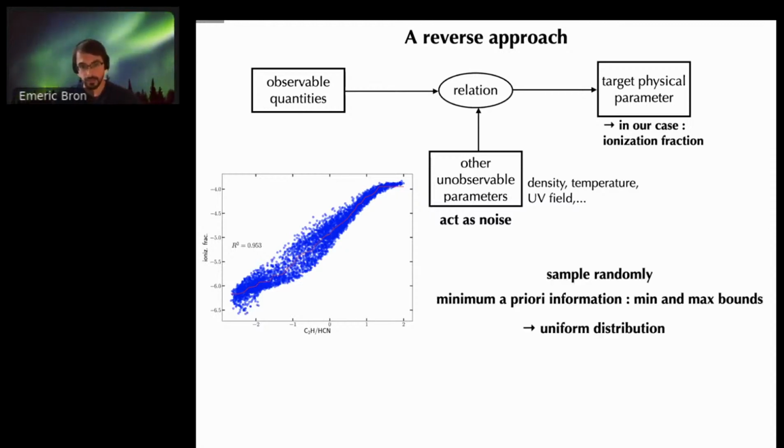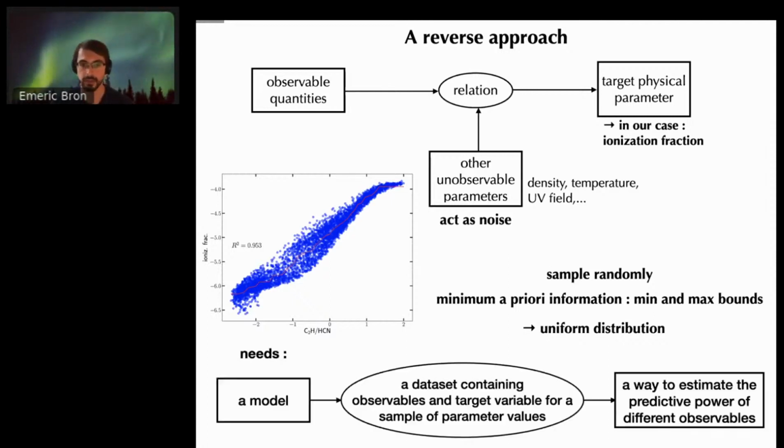And so what we will do is create a model grid that samples randomly over all the unobservable parameters. And here, in order to use the minimum amount of a priori information, we sample uniformly over all the other unobserved physical parameters. And now that we have a model, we build from it a data set sampling all possible unobservable parameters. And from this, we just need a way to estimate the predictive power of the different observables.